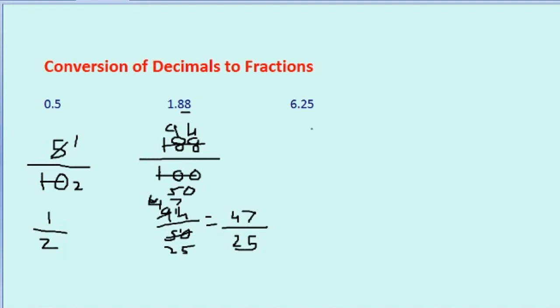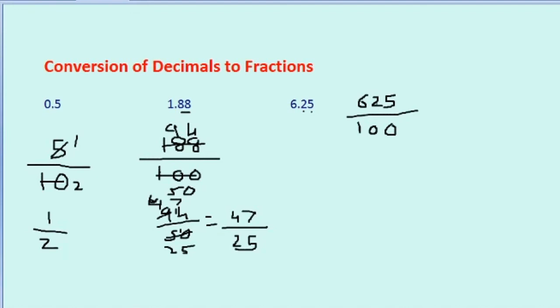Now this number 6.25. I just write it as 625. After that I write 1 in the denominator's place. Then I'll see how many decimals I have skipped. 1, 2. So I will write 2 zeros here.